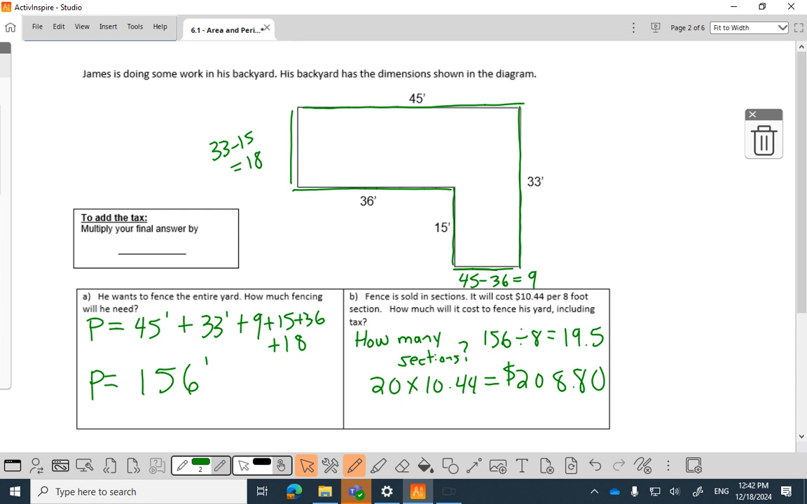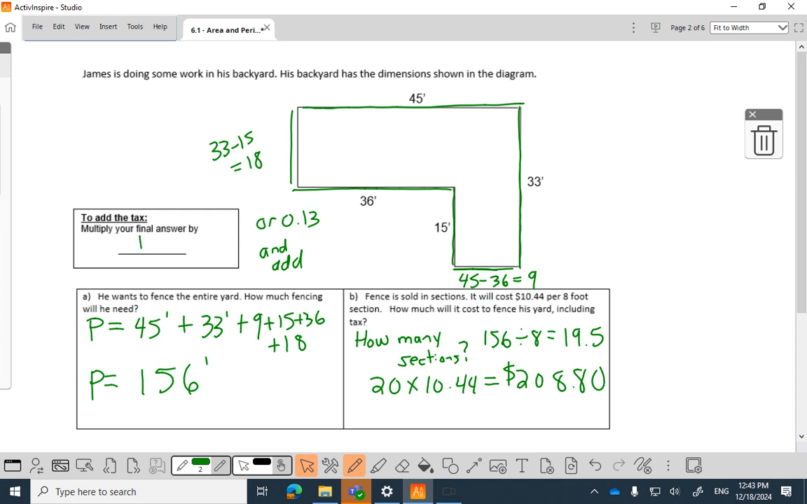Tax. To add the tax, multiply by, does anyone know the magic number? 0.13 will get the tax and you could add it on. That works and you can totally do that. You may do 0.13 and add it on, but there's a better number that will just give the final answer. Devin, what's the better number?